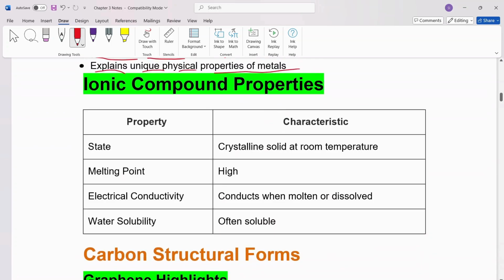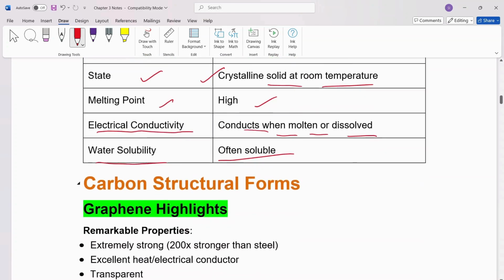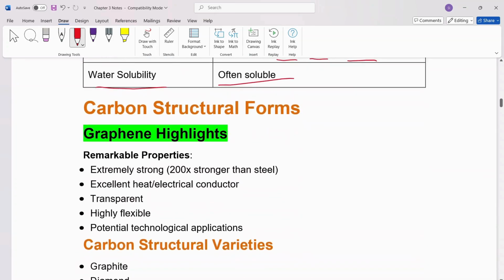Now, ionic compounds and their properties. The state: crystalline solid at room temperature. Melting point: high. Electrical conductivity: it conducts when molten or dissolved. Water solubility: often soluble. Now let's talk about carbon structural forms, like graphene.